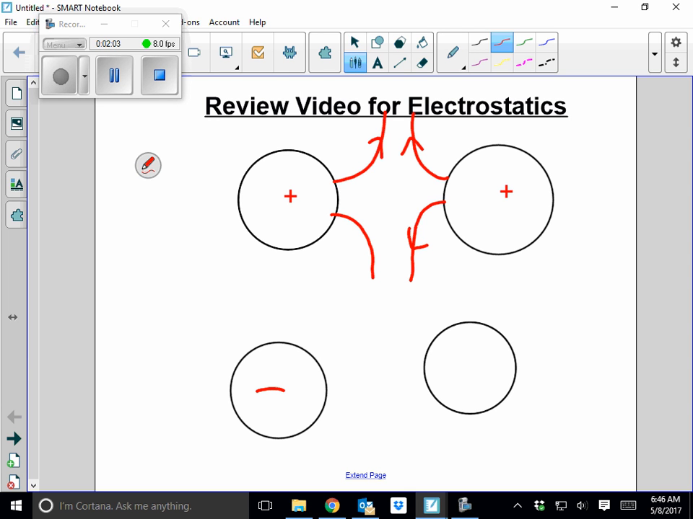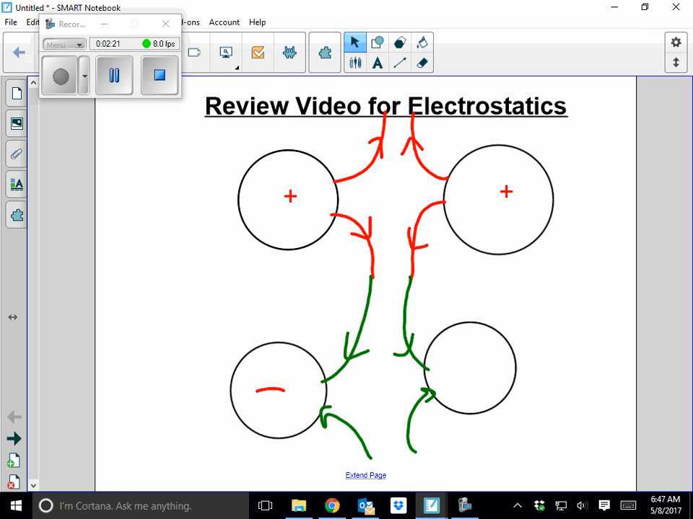And the same thing with the negative, as they're going into the negative charge, they push away from each other because both those charges are negative and they don't like each other. So remember, with electric field lines, they come out of protons and they go into electrons. I'm trying to quickly draw this.